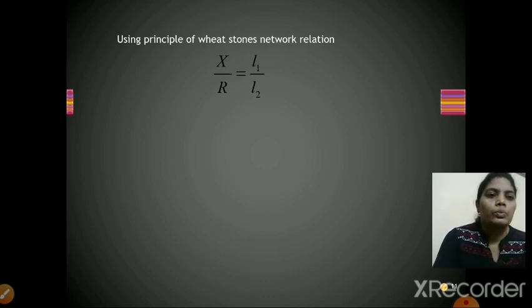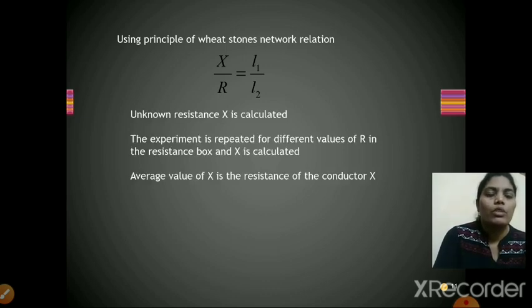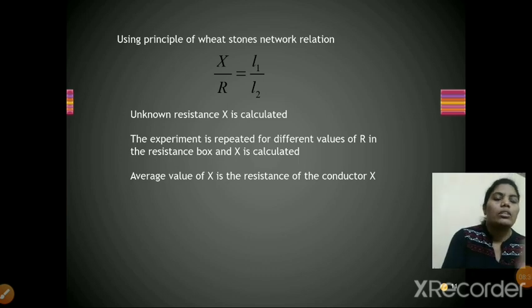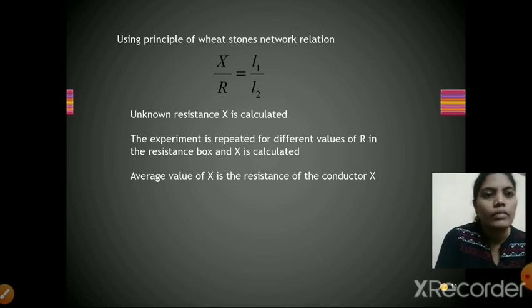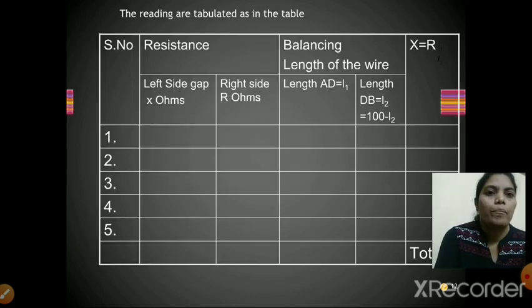We are considering it as R. And for the other two resistances, we are considering the length of the wire, because as we know, resistance is directly proportional to length. In place of resistance, we are measuring the length of the wire. So by using this formula, we can measure the unknown resistance. This experiment is repeated for different values of R in the resistance box so that we can measure the X value, and the average value of X is the resistance of the conductor.